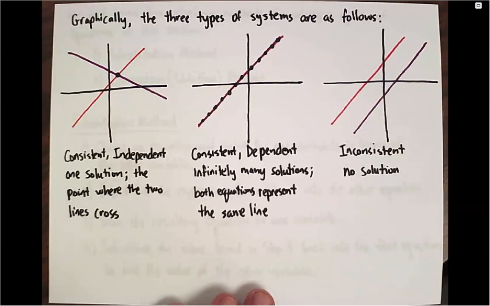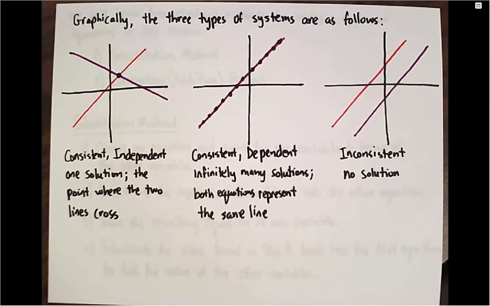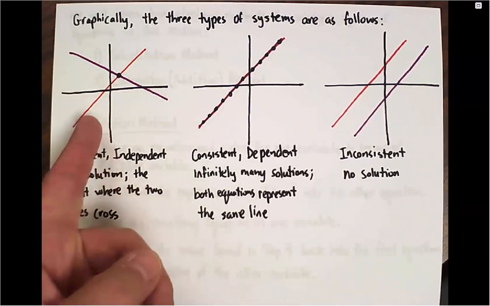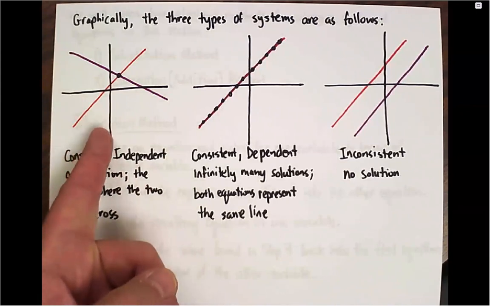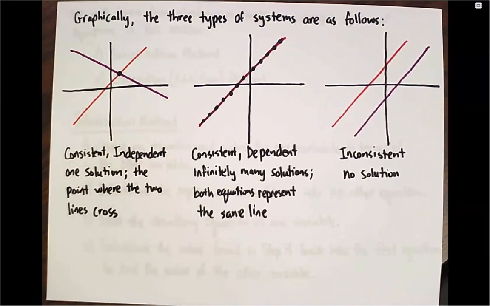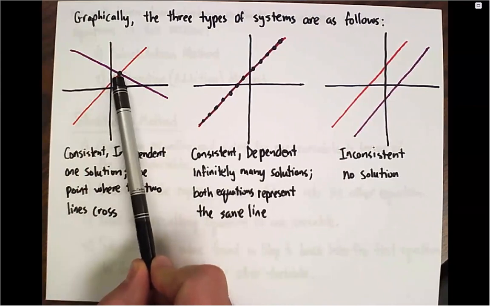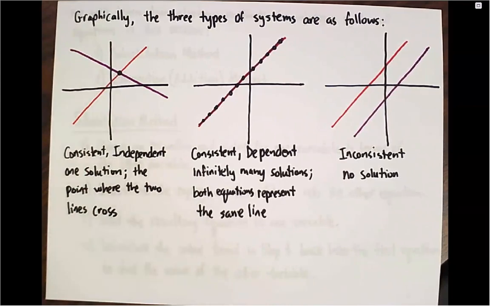So, we can solve these systems by graphing them because they are linear equations. If I graph the two equations, I get two lines that cross at one point. That point where those two lines cross is the solution. This is what a consistent, independent system looks like if you were to graph it. And this point right here, where the two lines cross, that's the solution.